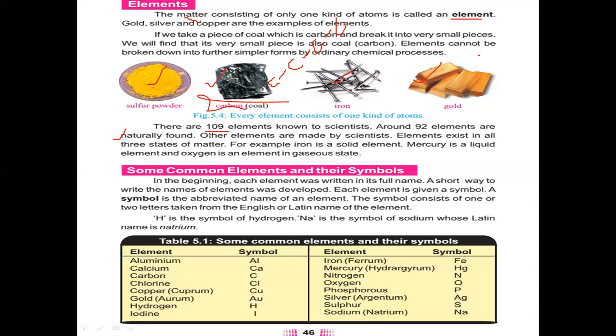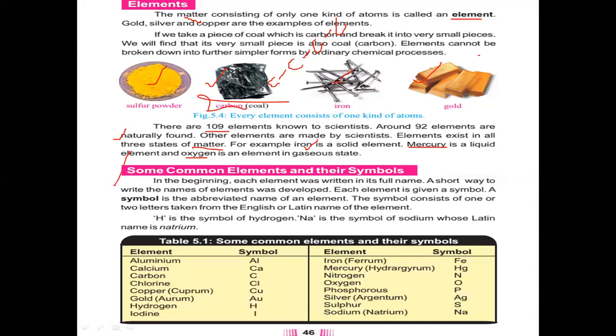So elements exist in all three states. What are the states of matter? Yes, solid, liquid, and gas. So iron is a solid element. Mercury is a liquid element. And oxygen, which we inhale, is a gas element. Mercury is what we use in the thermometer to check our temperature, and that is in liquid form.